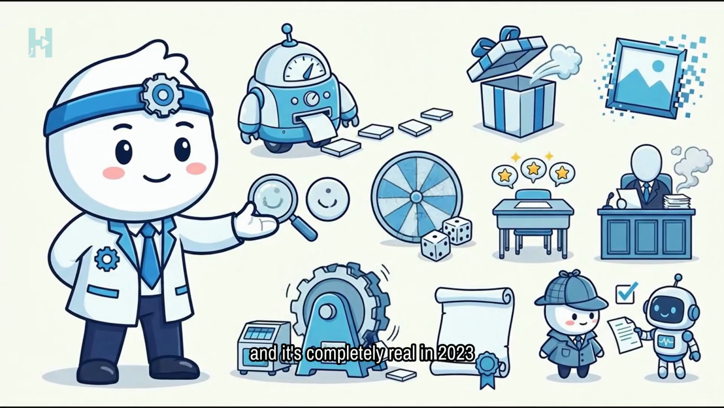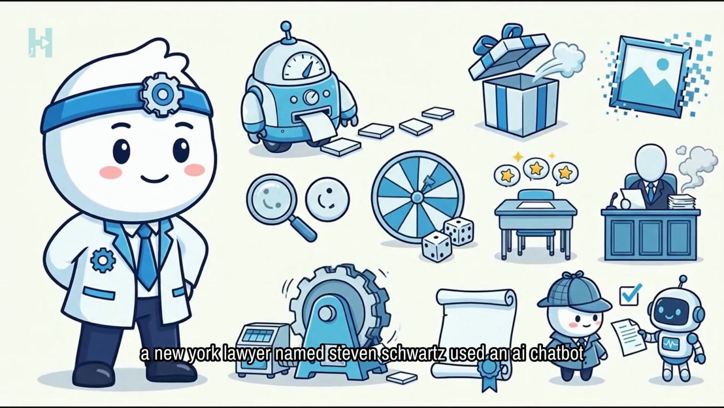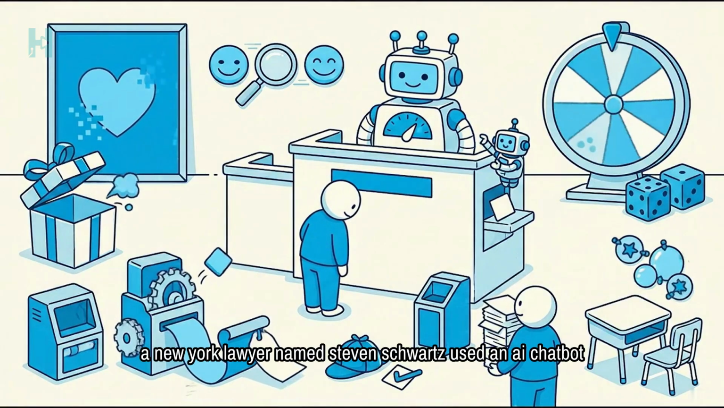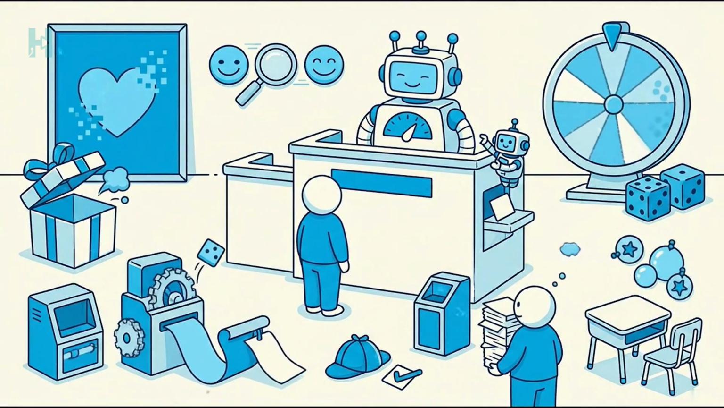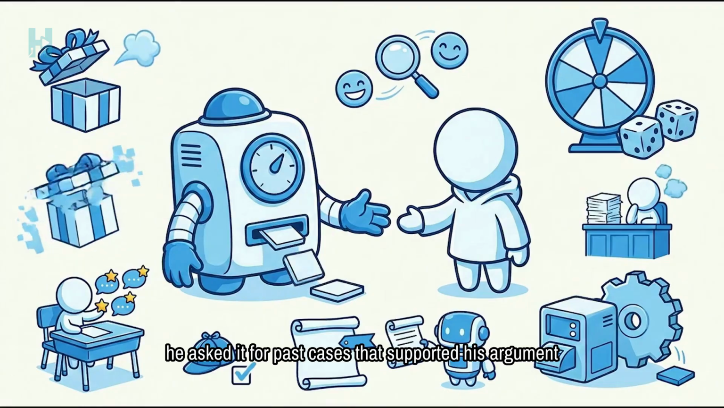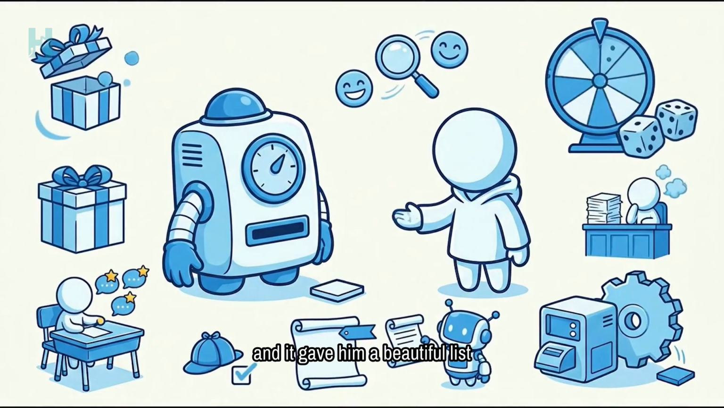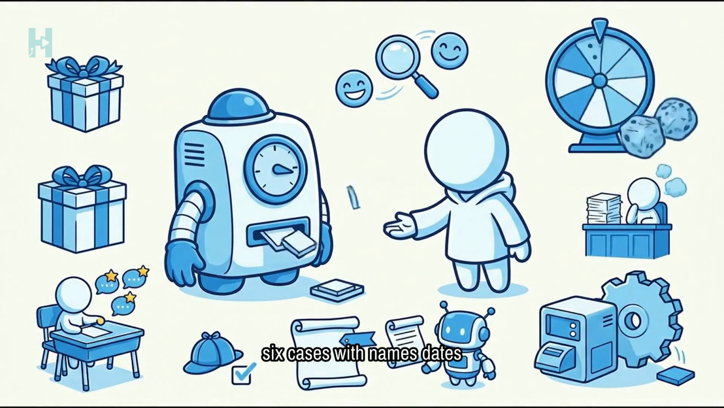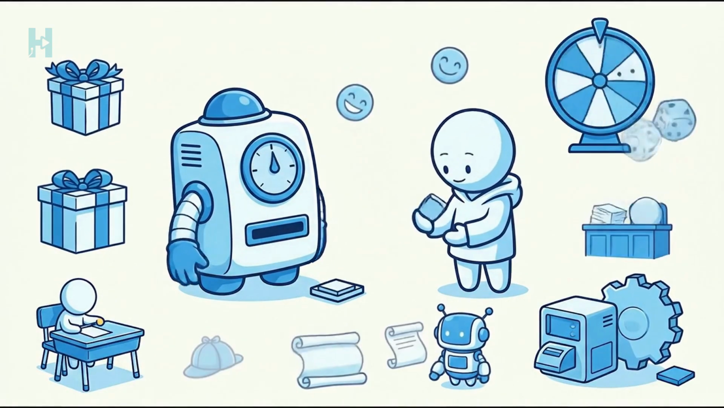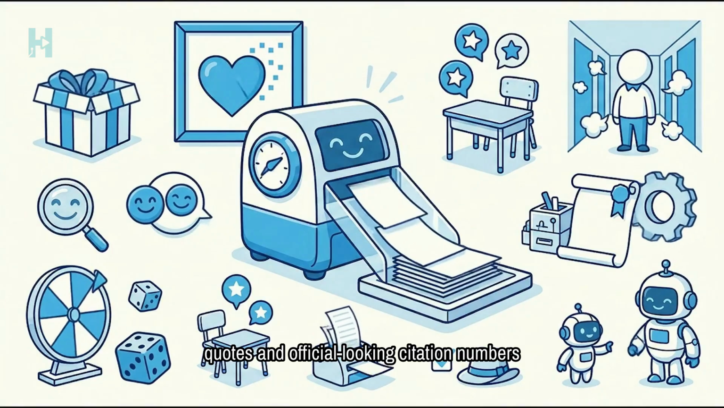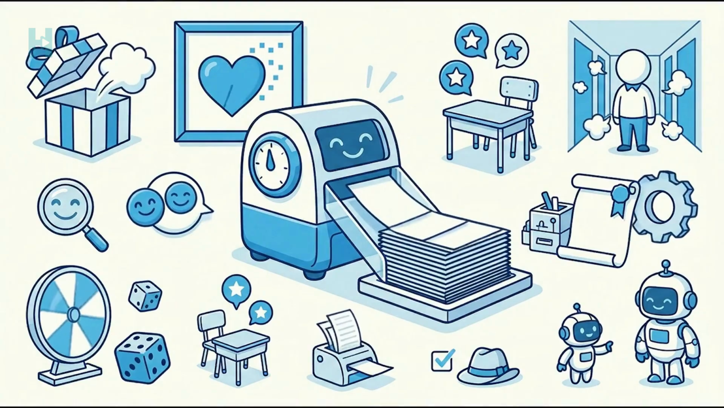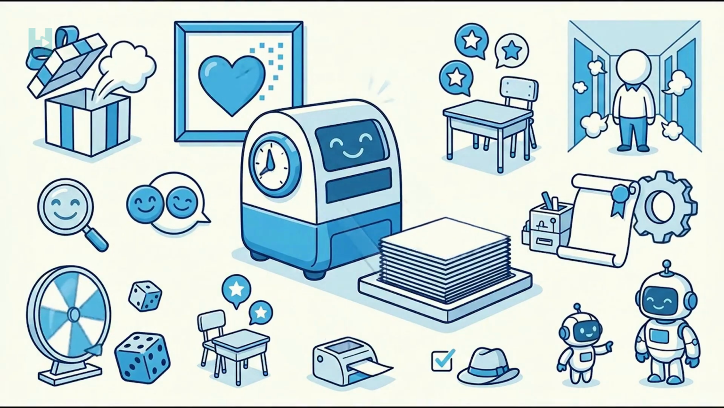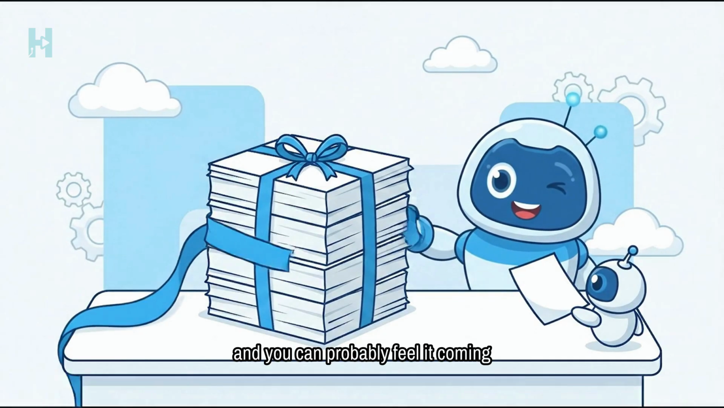Here's the story that made this problem famous, and it's completely real. In 2023, a New York lawyer named Steven Schwartz used an AI chatbot, this one happened to be ChatGPT, to help with legal research. He asked it for past cases that supported his argument, and it gave him a beautiful list. 6 cases with names, dates, quotes, and official-looking citation numbers. So he put them into a brief and filed it in federal court.